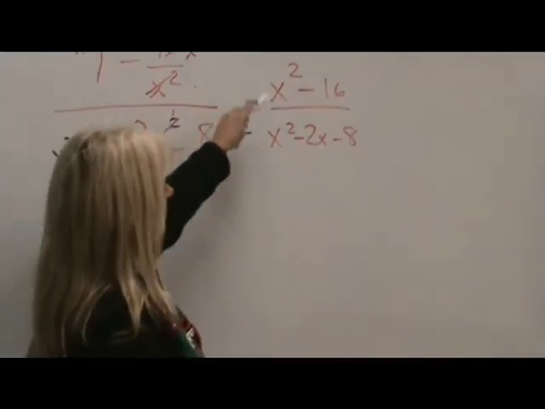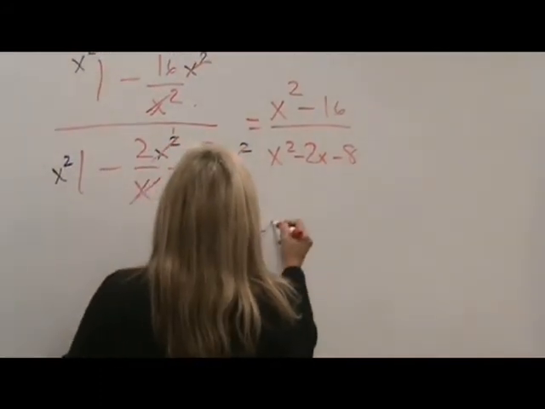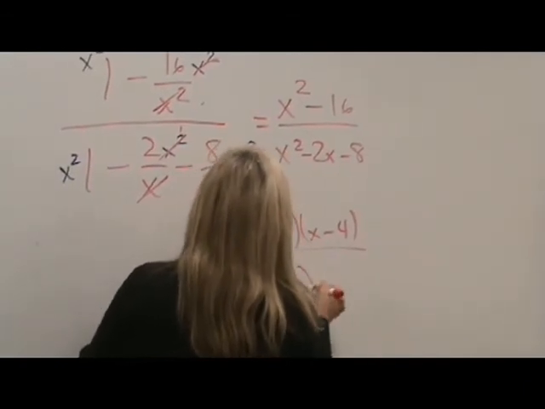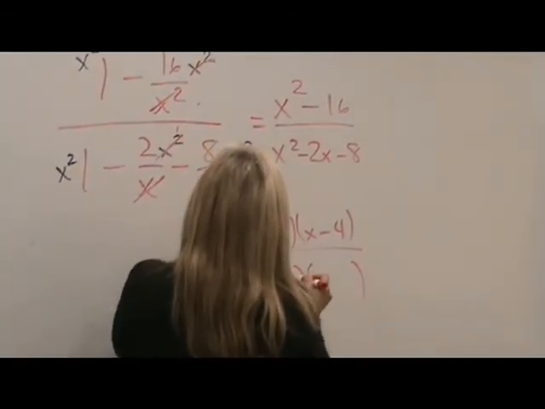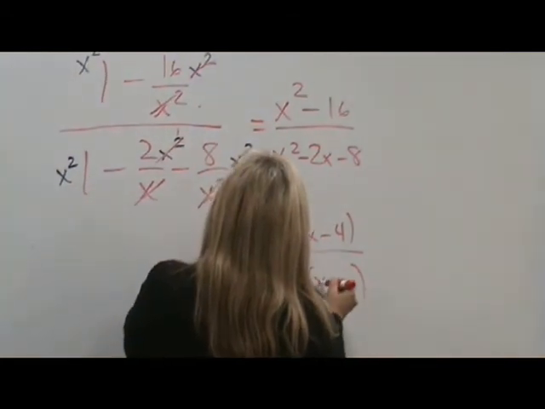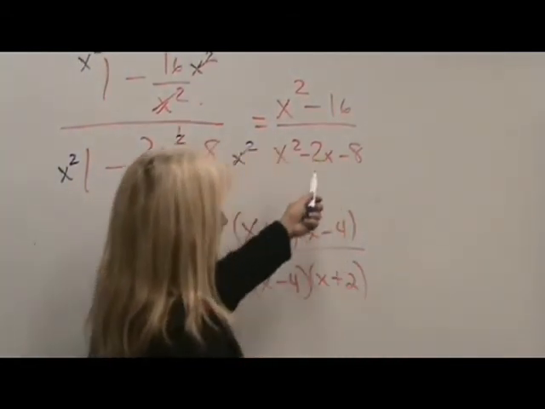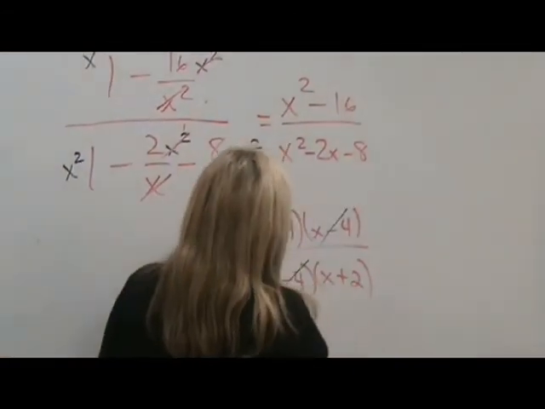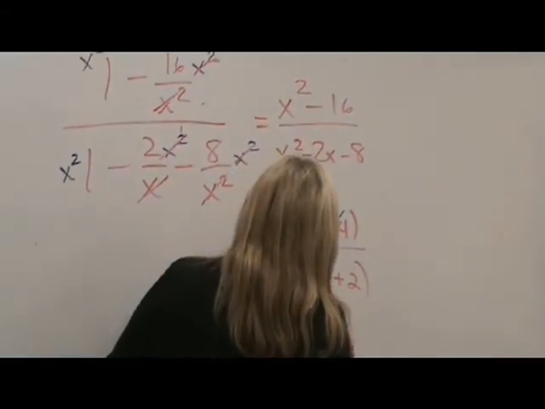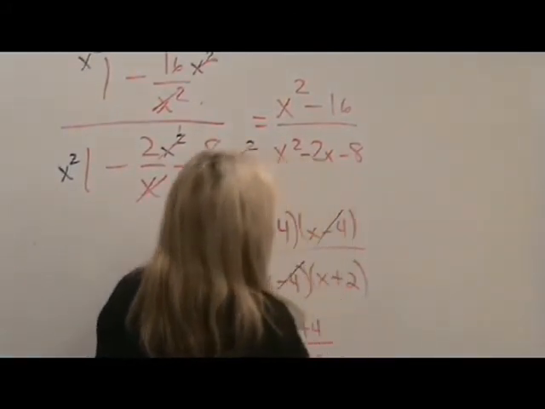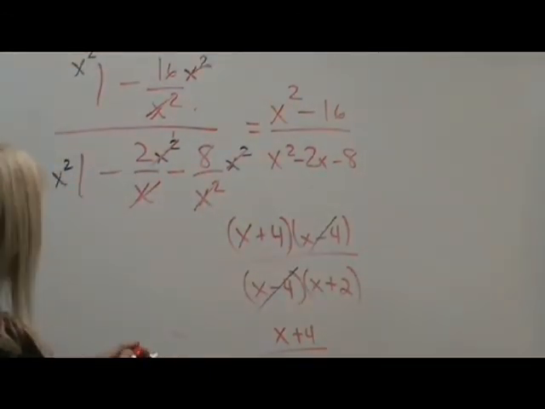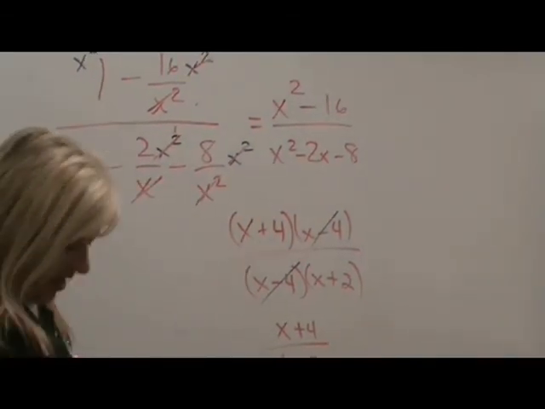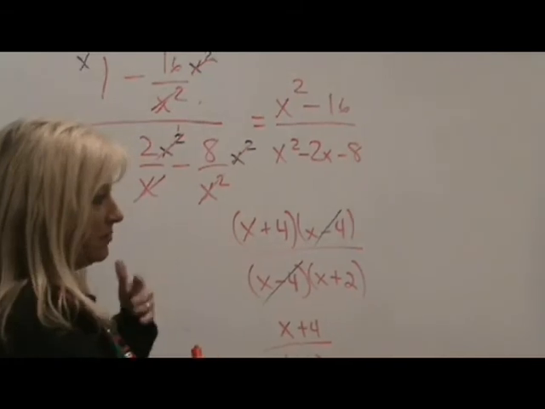Mm-hmm. And now we would factor. So x plus 4, x minus 4, over x plus 4, x minus 2. No, x minus 4, right, because you have a negative. And then you can cancel those, and we're left with x plus 4 over x plus 2. So basically you want to look and find the common denominator and multiply by it.